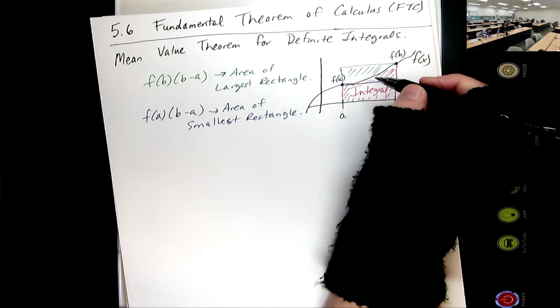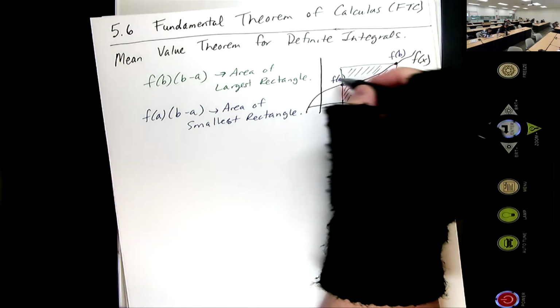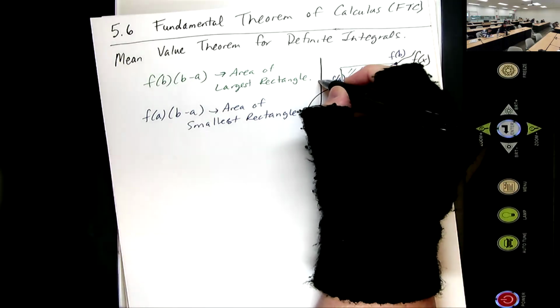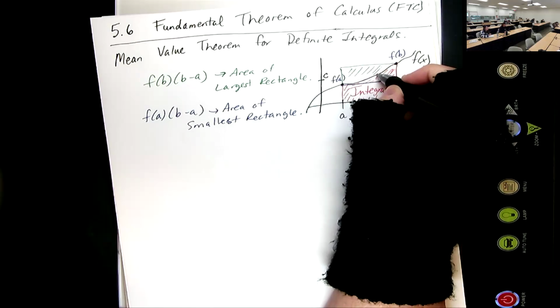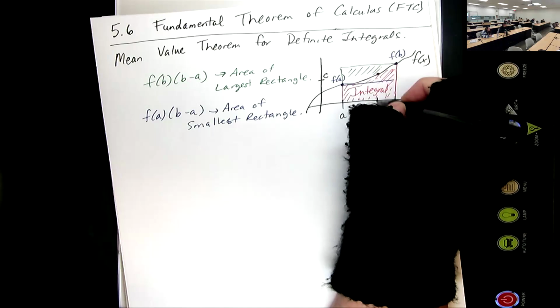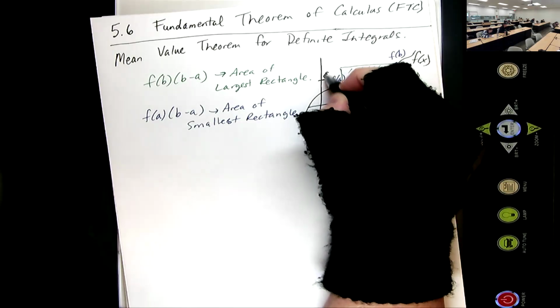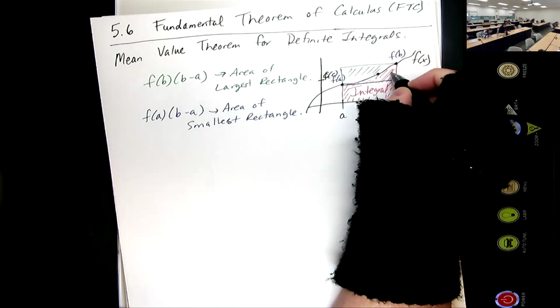Then there must be some point here in the middle, and I don't know where it is. Where C, this will be like, let's see. That's C right there. This is f of C.